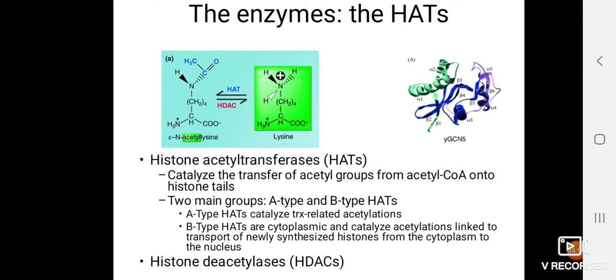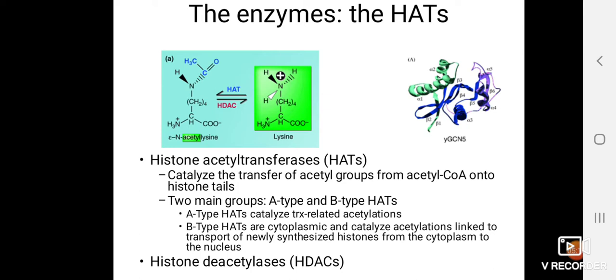This enzyme catalyzes the transfer of the acetyl group from acetyl CoA to the histone tails, and there are two different types of histone acetylases, HAT A and HAT B. HAT A is related to transcriptional acetylation, whereas HAT B plays a role in the cytoplasm and catalyzes the acetylation of newly synthesized histones, from the cytoplasm to the nucleus.